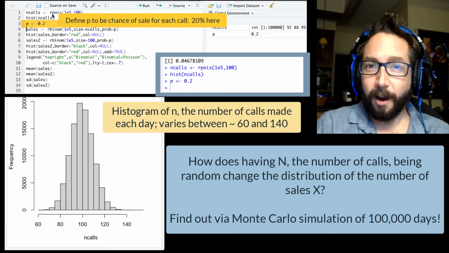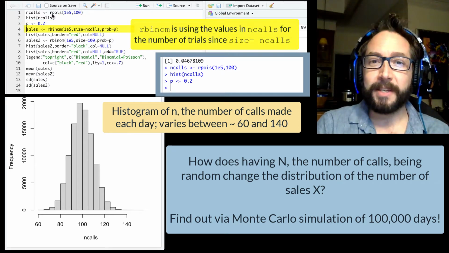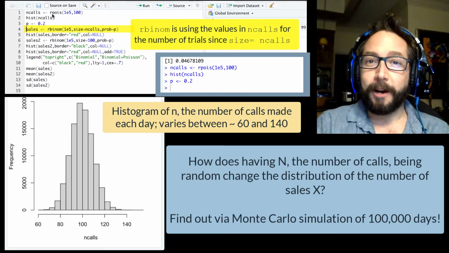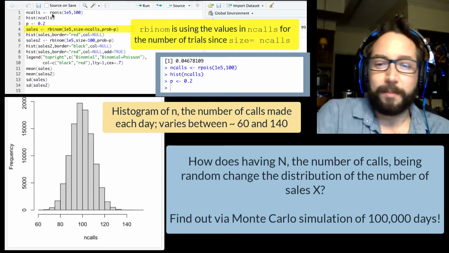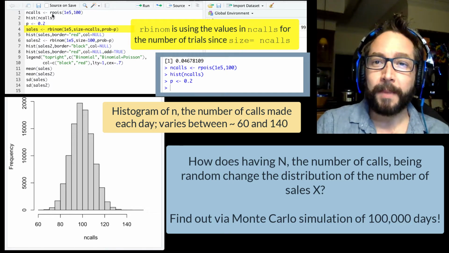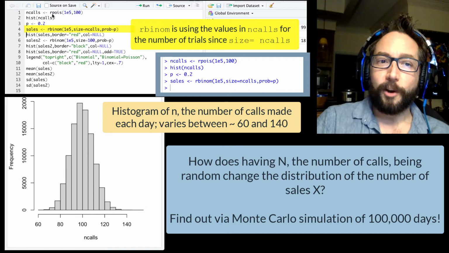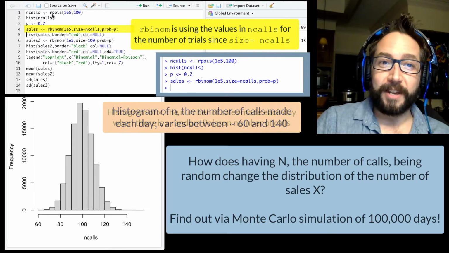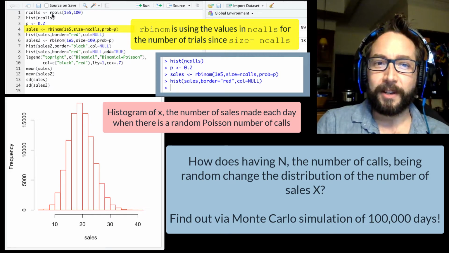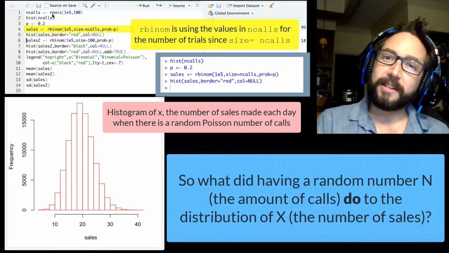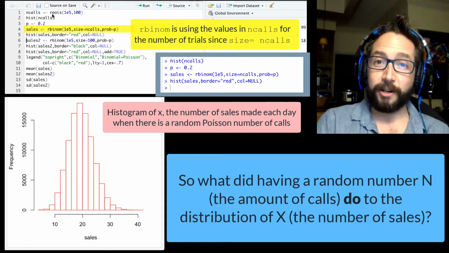And so let's look at the distribution of the number of sales the telemarketer makes. So we can run the rbinom function. We can ask for 100,000 random numbers from this. The size parameter, the n parameter, we're going to use whatever number is stored in the n calls vector. So sometimes 80, sometimes 120, etc., but with a constant probability p of success. So if we generate the number of sales from day to day here, we can get a histogram of the number of sales. And then we can say, well, how does this histogram compare to the case when the number of calls was fixed at 100?